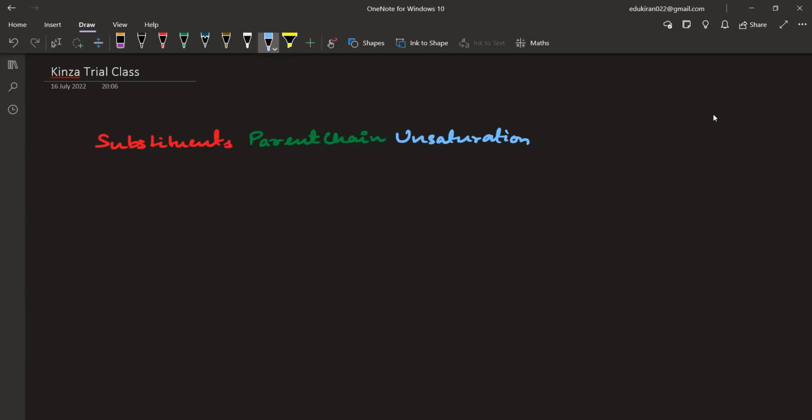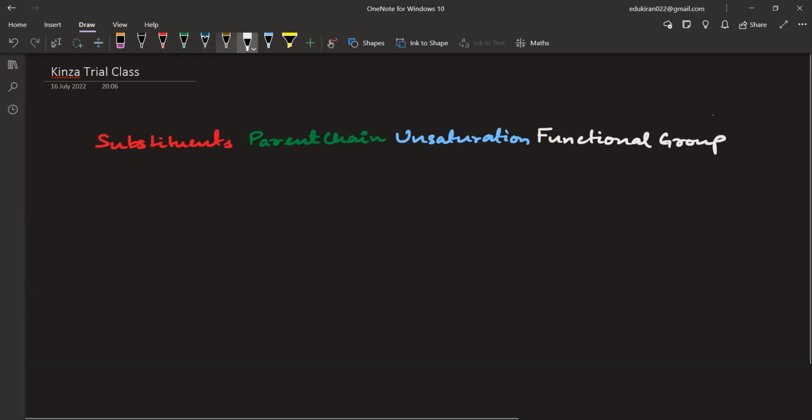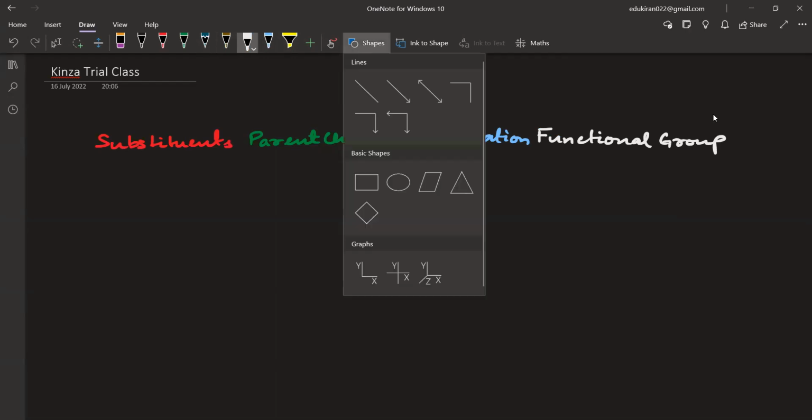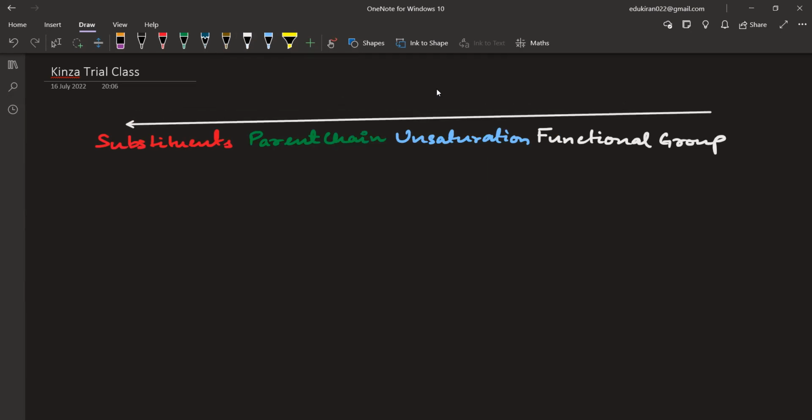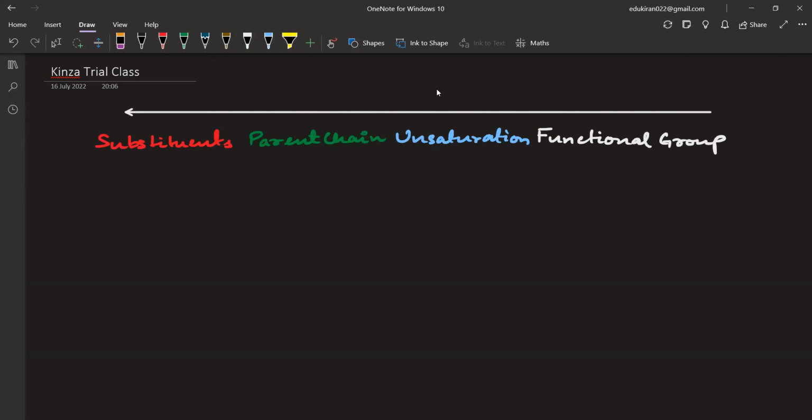If the double bond is present, something will be written. If triple bond is present, something will be written. If both of these are absent, then we'll write something else. And at the end we have the functional group. Now we always start identifying things from the functional group till substituents. We suddenly start reading Urdu, right? Starting from the left-hand side. Functional group. You will always identify the functional group first.